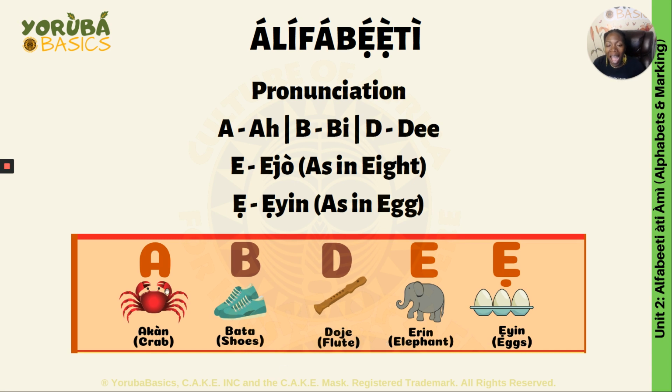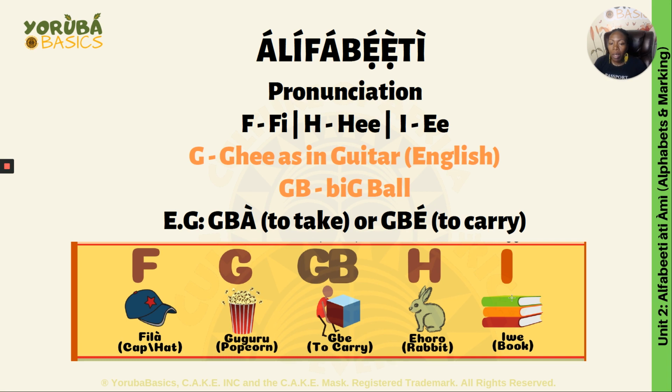Okay. We have A, akọ, B, bàtà, D, dòjé, E, erin, and then ẹyin, ẹyin. Okay, see the two E's, the E without the dot under it has the A sound, and the one with the dot under it has the S sound. Okay, moving on to the next set of five letters in Yoruba.